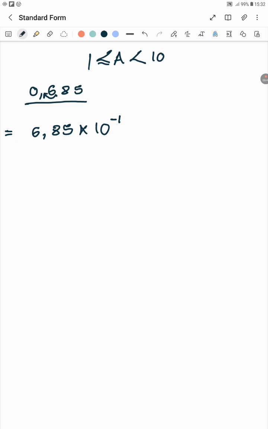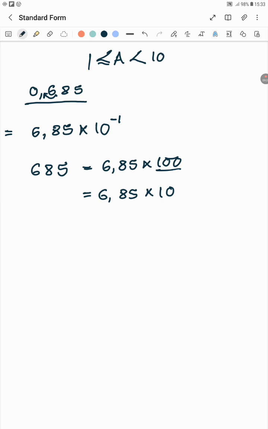I'm going to use this number, but as a whole number, not a decimal. 685. I have 685, and I know this number is under hundreds, right? So if it's under hundreds, it means if I put my comma there, I'm going to say 6,885 times 100 to get to the original value, which is 685, right? And 100 is equal to 10 to the power 2. So it's all about the place values.